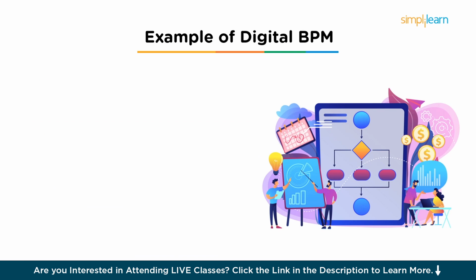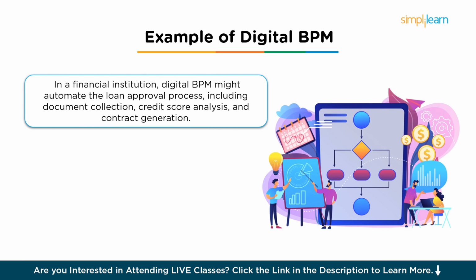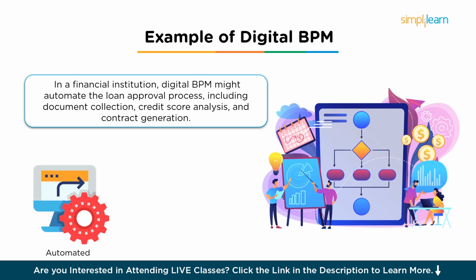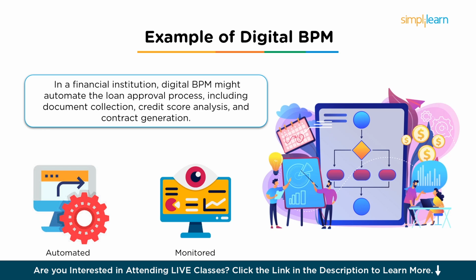Example of digital BPM in practice. In a financial institution, digital BPM might automate the loan approval process, including document collection, credit score analysis, and contract generation. This process would not only be automated, but also monitored continuously for bottlenecks or inefficiencies, with AI suggesting improvements based on real-time data. With digital BPM's capabilities laid out, it's now time to delve into the concept of Agile BPM, which takes a more adaptive and iterative approach to business process management.